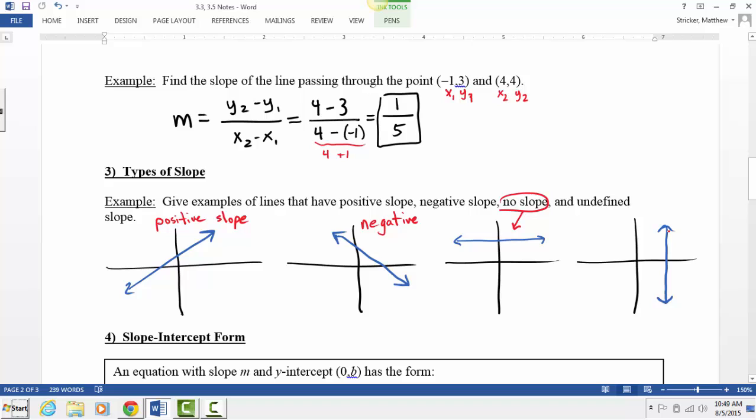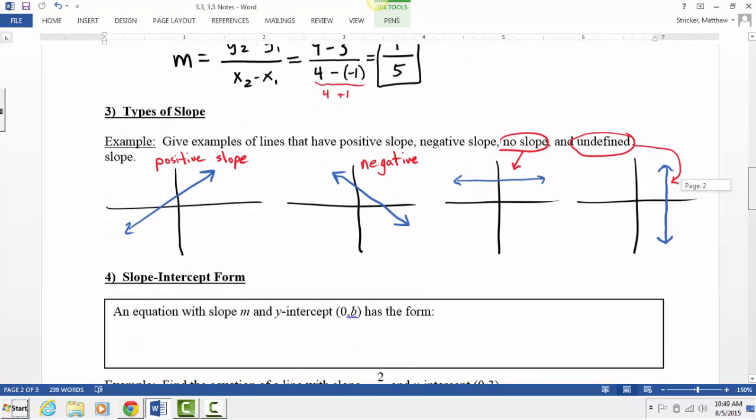And then the last one, think about, what if you had a road that went straight down? Could you drive on a road like that? Definitely not. There's no roads like that. In that case, the slope's kind of crazy, so it's undefined slope.